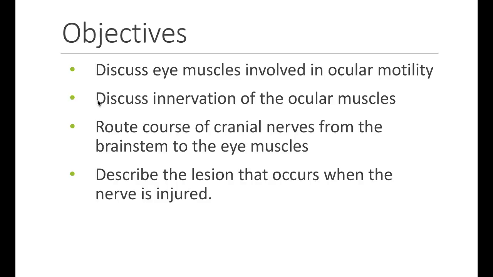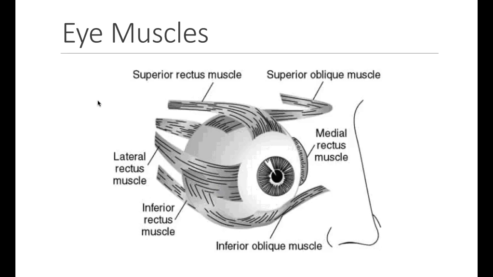So our objectives are to discuss the eye muscles involved in ocular motility, to discuss the innervation of the ocular muscles, to route the course of cranial nerves from the brainstem to the eye muscles, and to describe lesions that occur when the nerve is injured.